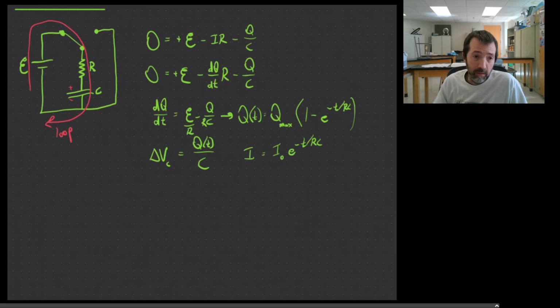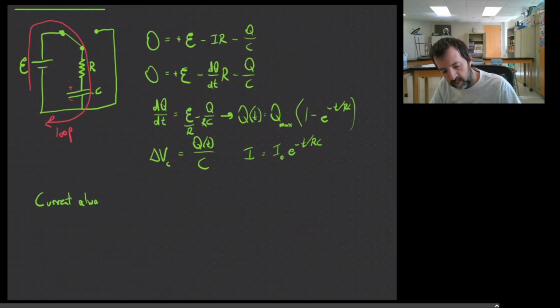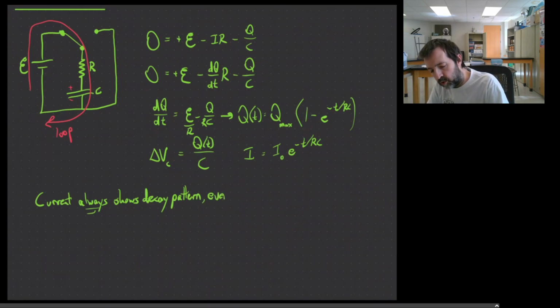Whereas the other quantities can increase. The charge on the capacitor can increase. The potential difference for the capacitor can increase. But the current always will decay. That is an important idea. I'll go ahead and write that. Current always shows the decay pattern, even when charging the system.